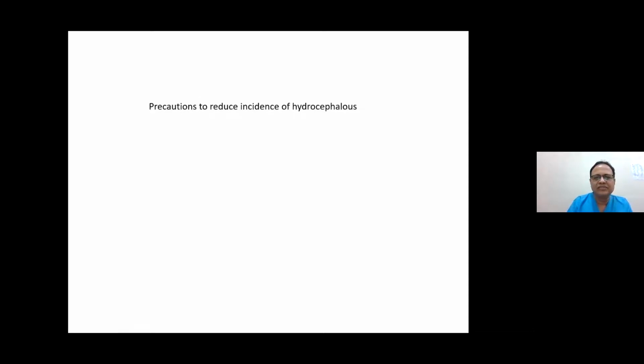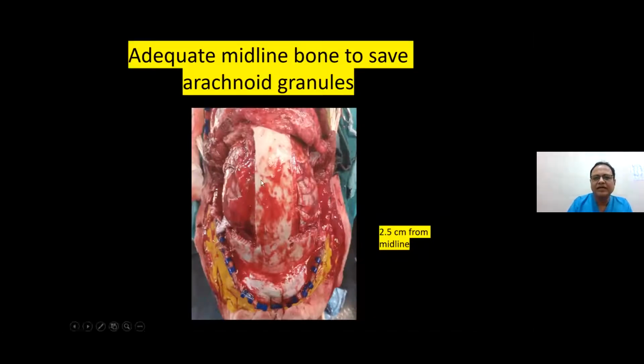So how do we reduce the incidence of hydrocephalus in decompressive craniectomy? As I explained, one has to avoid the 2.5 centimeters from the midline. The craniectomy should not include 2.5 centimeters from the midline, to preserve the arachnoid granulation so that CSF absorption is preserved, and that can significantly reduce the hydrocephalus, as in this case, where we had done a bilateral decompressive craniectomy and we had left 5 centimeters in the midline.